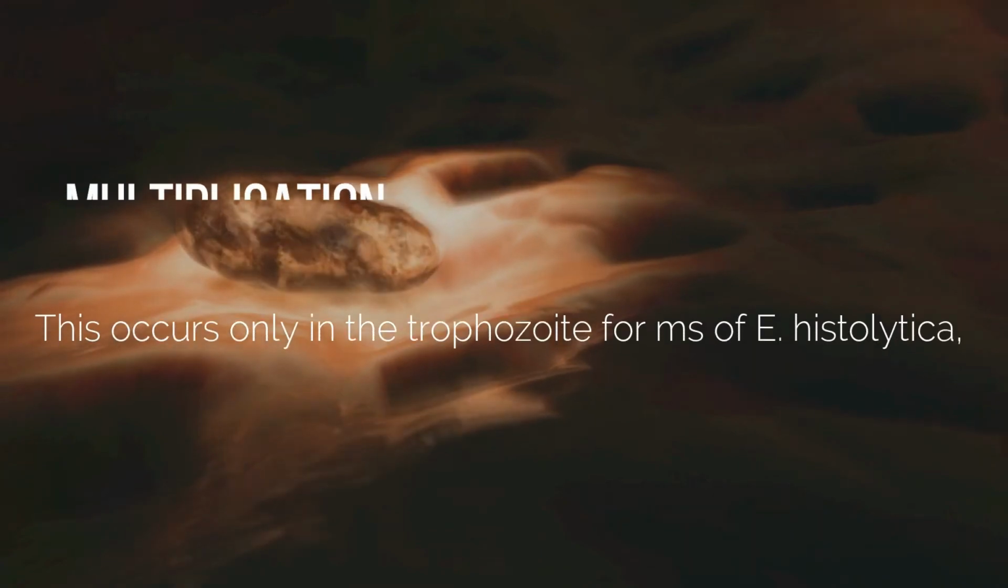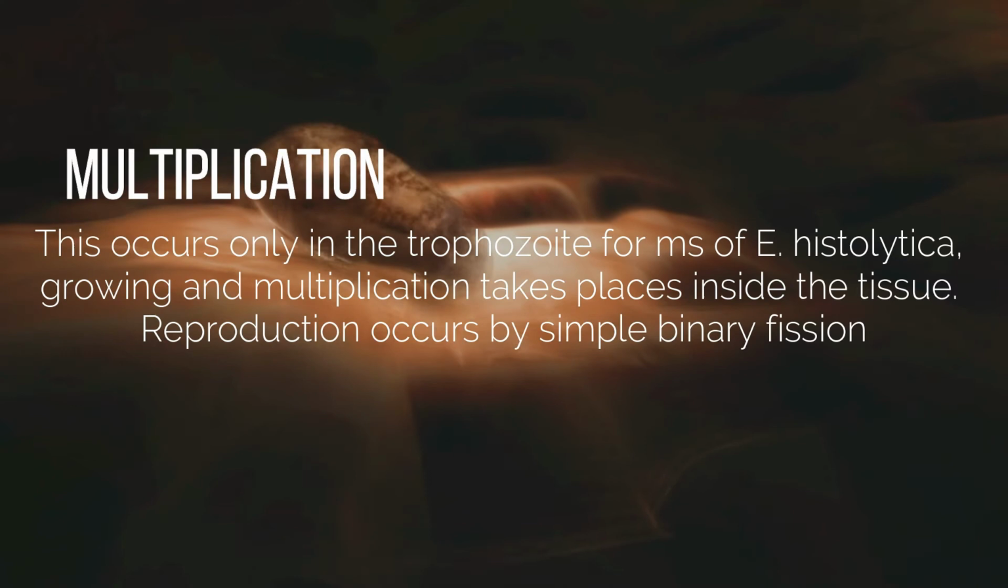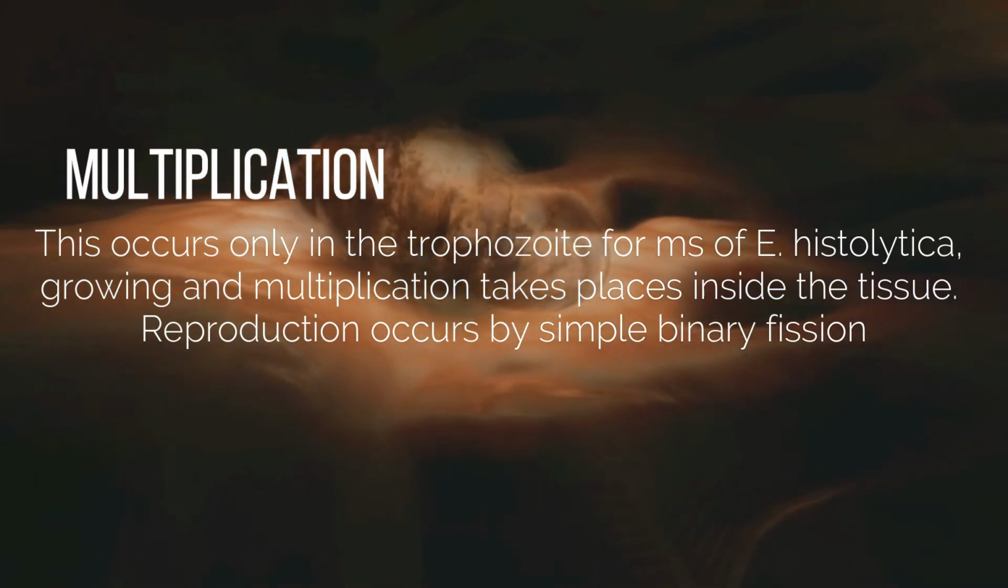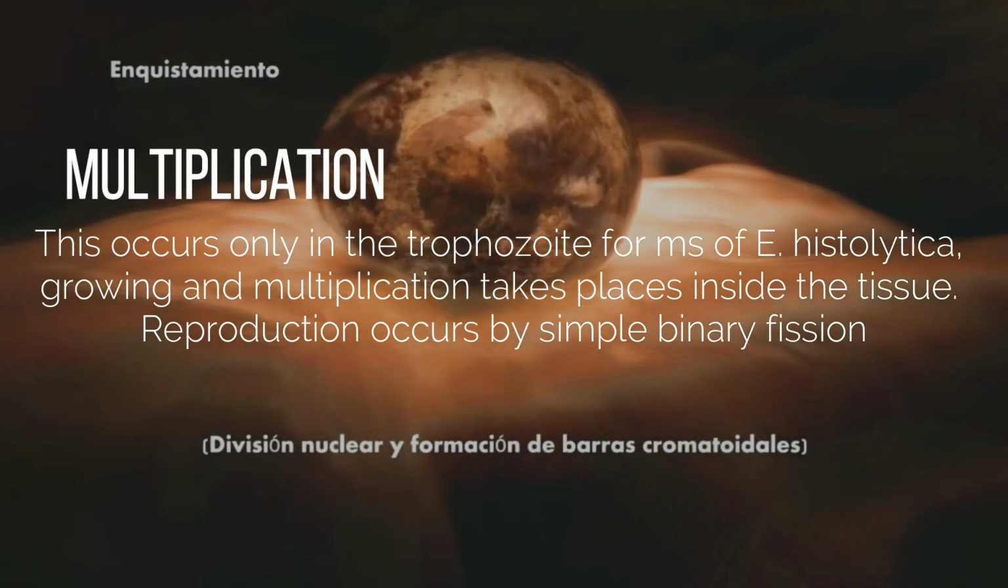The last stage is multiplication. This occurs only in the trophozoite forms of Entamoeba histolytica. Growth and multiplication take place inside the tissue. Reproduction occurs only by simple binary fission.